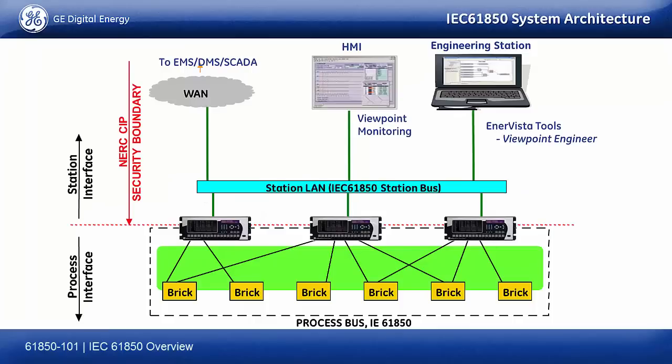Another way to look at this is to look at an architecture, right? We have this interface, which happens at the bay level. Up here we have the station level, station bus stuff. We're going to do GOOSE messaging. We're going to do client-server and controls this way. I'm going to do reporting and things like that. I'm going to interface to the wider world. And then I have the process bus level. I'm going to interface the primary equipment through merging units, remote I/O modules, process interface units, and the like, right?